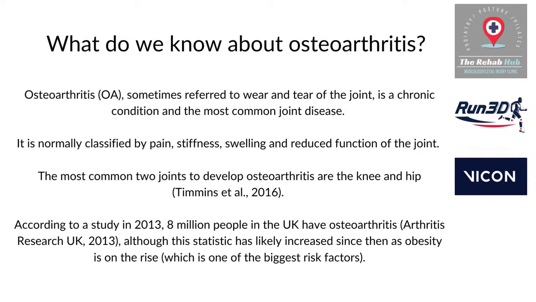Sometimes you'll hear your doctor or healthcare professional describe arthritis as wear and tear of the joint. It's essentially a chronic condition and it is the most common joint disease that there is. It's usually characterised by pain, stiffness, swelling, and reduced function of the joint. And the most common joints to be affected by osteoarthritis are the knee and the hip.